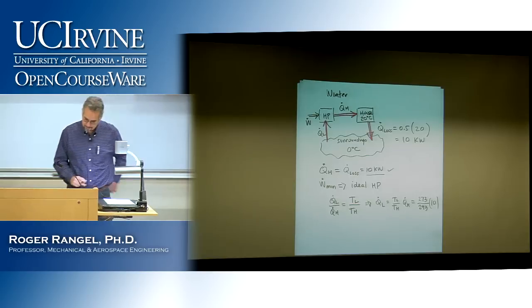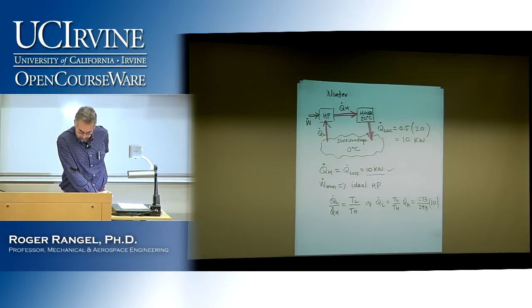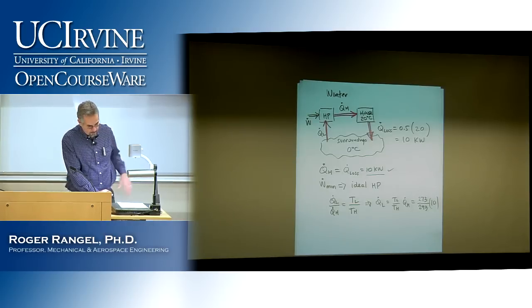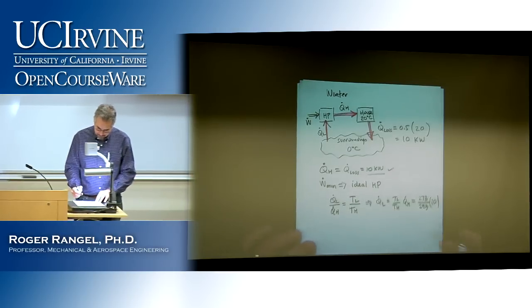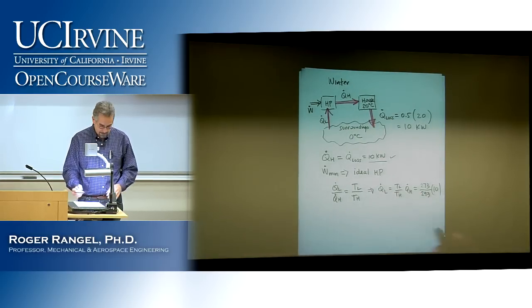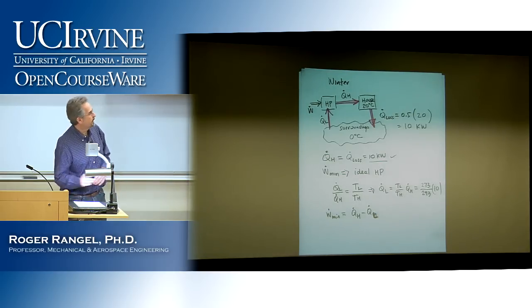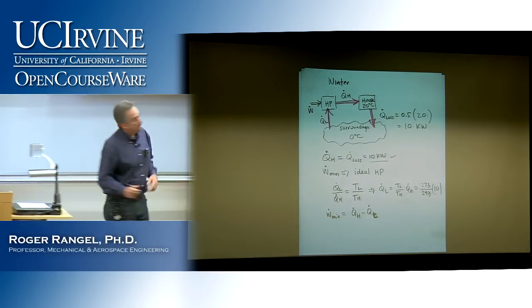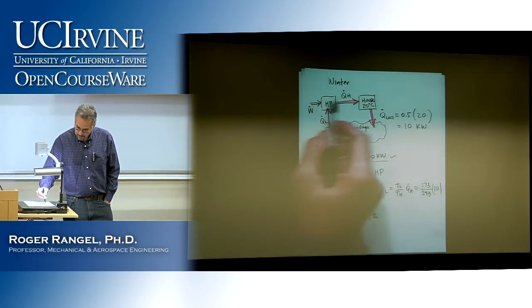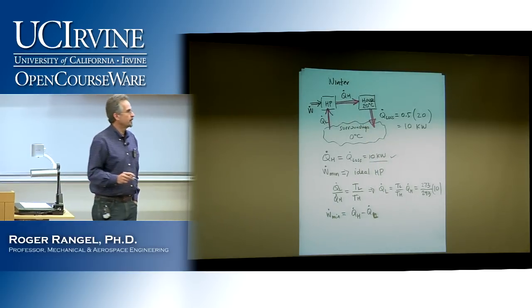So if we do that, we get the Q sub L, and then of course, what is W minimum? Once we get the Q sub L, we know that the power to drive the heat pump is Q sub H minus Q sub L. Yes?